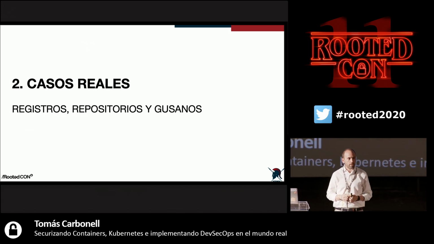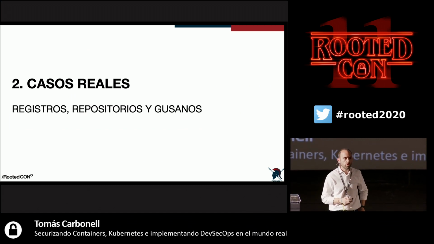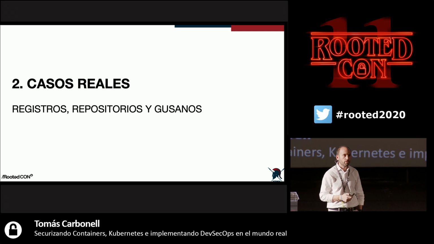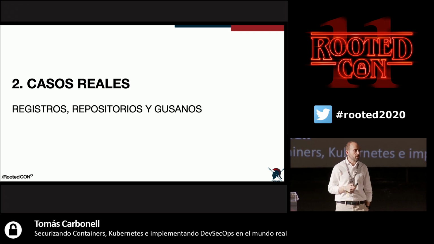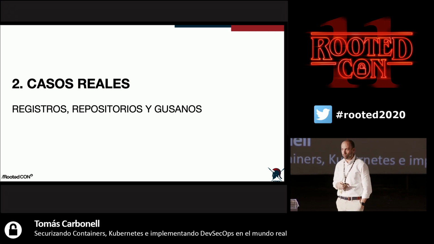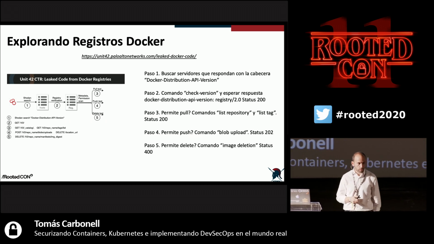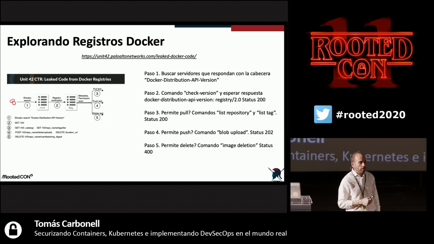In this second part of my presentation, we're going to give three examples: registries, repositories, and worms, from Unit 42, our research team. In the last few months, we've had three relevant reports, and I would like to show them to you. We have, then, the Docker registry explorers.